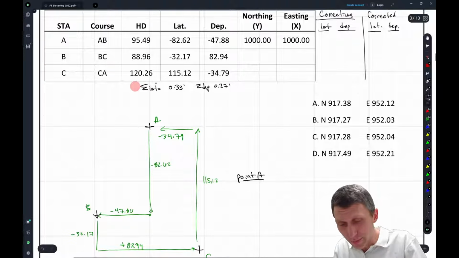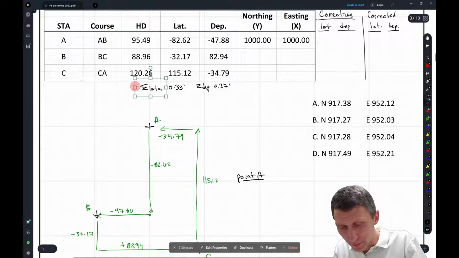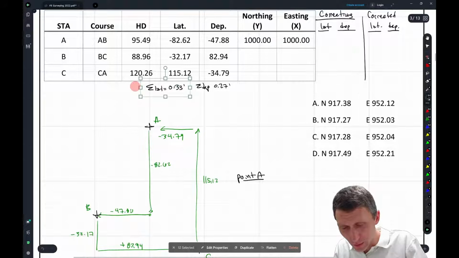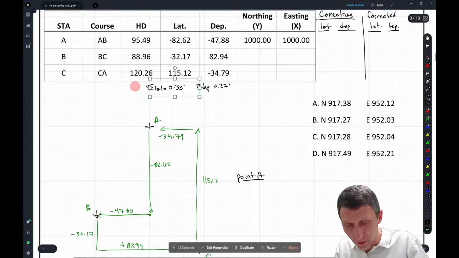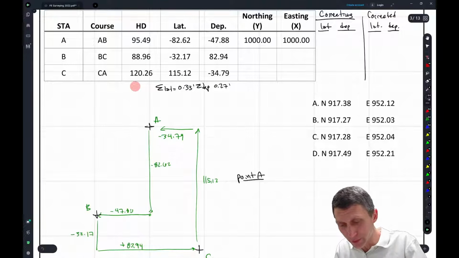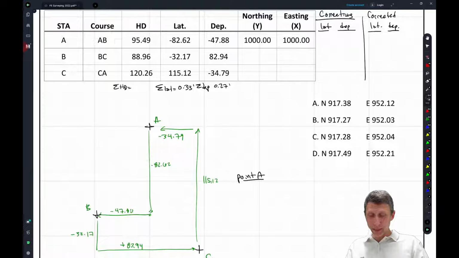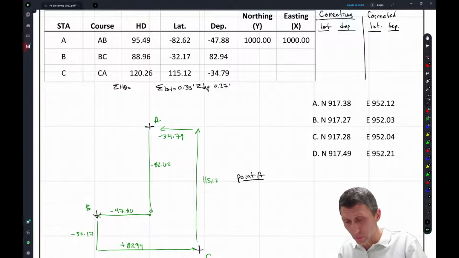Okay, so let me come back here, and I'm going to move this over a little bit to get a bit more room. I'm going to sum the horizontal distances, so sum of HD. I'm going to look at that first. If I add all these up, I'm going to get 95.49 plus 88.96 plus 120.26. I got 304.71.